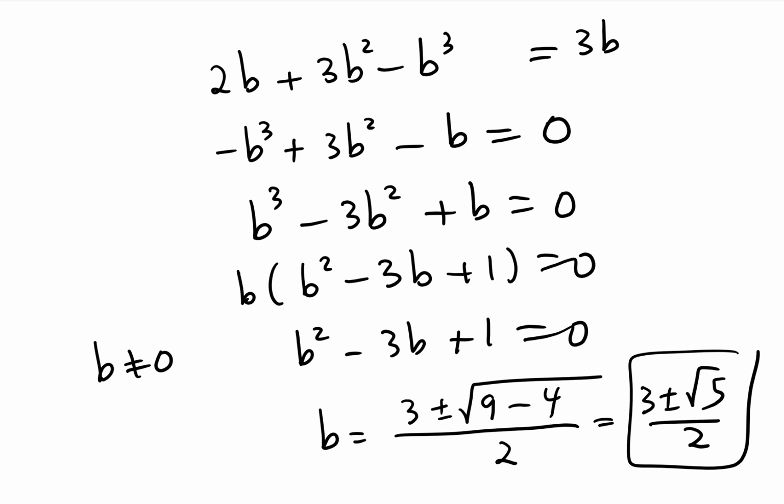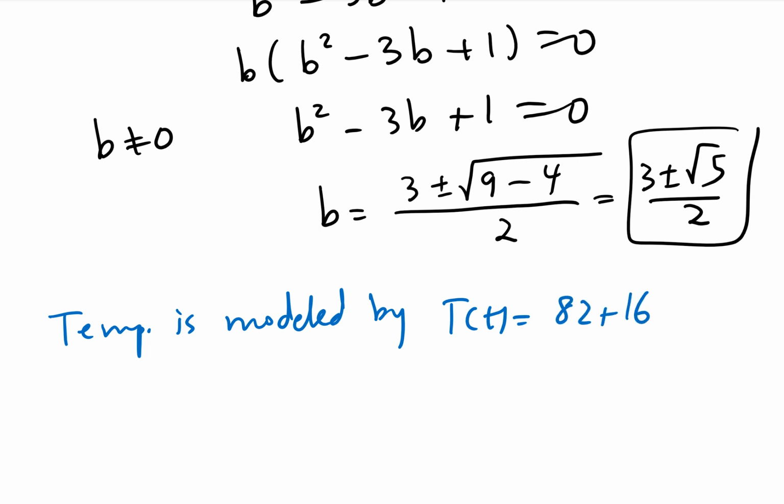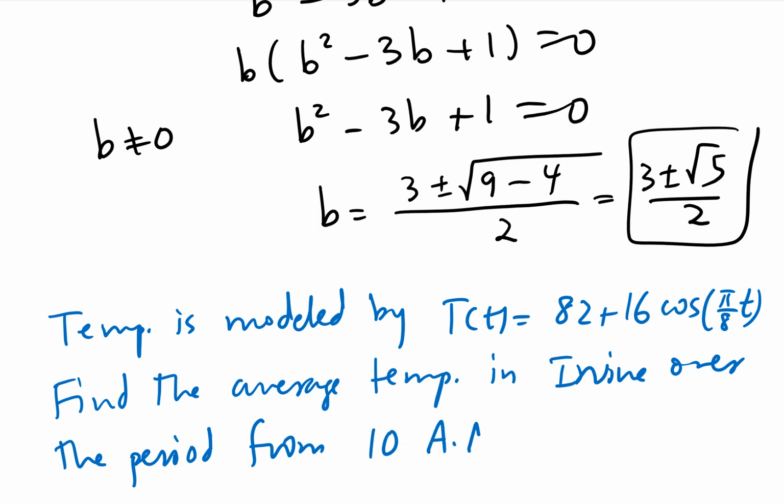Now, the temperature is modeled by T of t equals 82 plus 16 cosine pi over 8t. Find the average temperature, let's say in Irvine, over the period from 10 a.m. to 10 p.m.